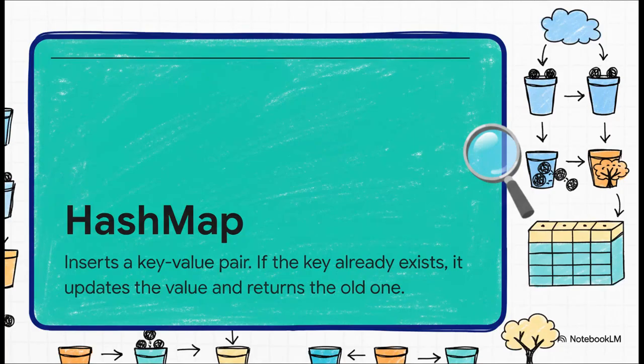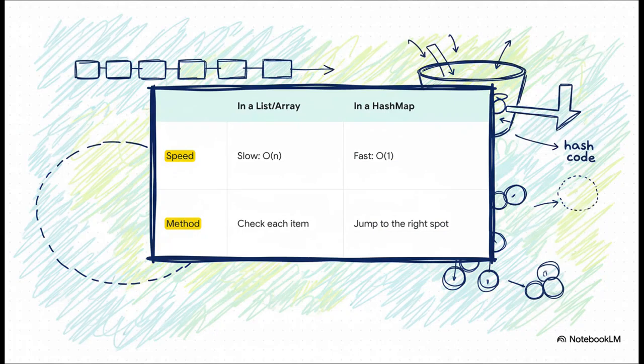Okay, so at its core, a hash map is all about one thing: speed. Think of it like a super sophisticated filing cabinet for your data. It's designed so you can find exactly what you're looking for almost instantly without having to rummage through every single file to find it. And this right here illustrates the magic perfectly.